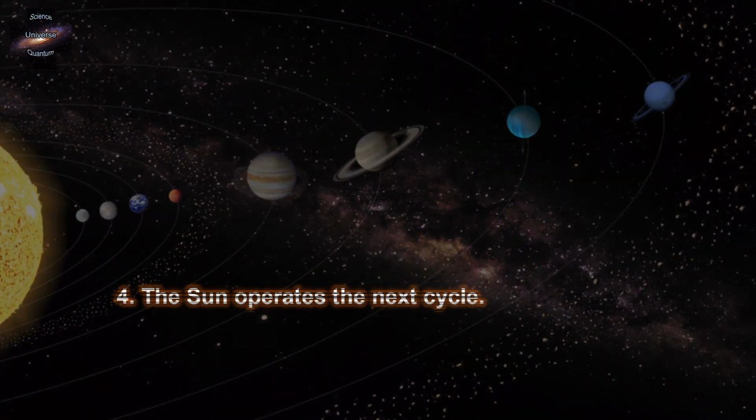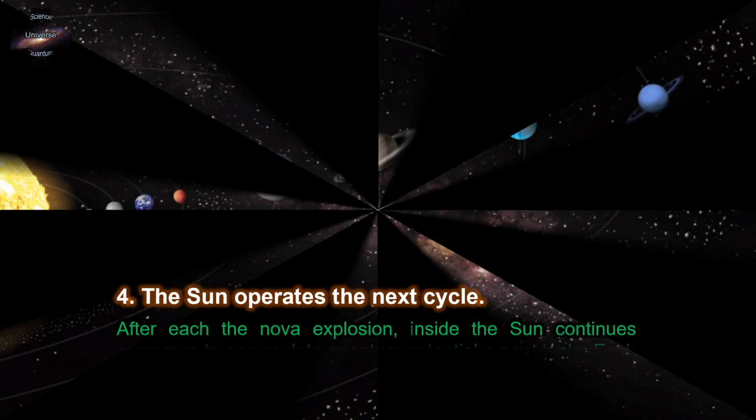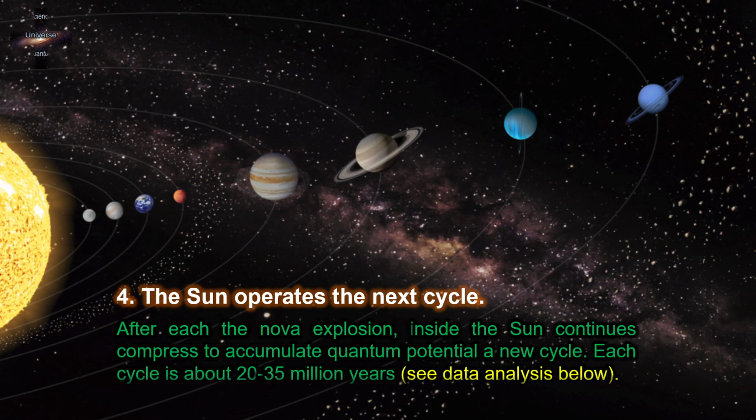4. The Sun operates the next cycle. After each nova explosion, inside the Sun continues to compress to accumulate quantum potential for a new cycle. Each cycle is about 20 to 35 million years. See data analysis below.